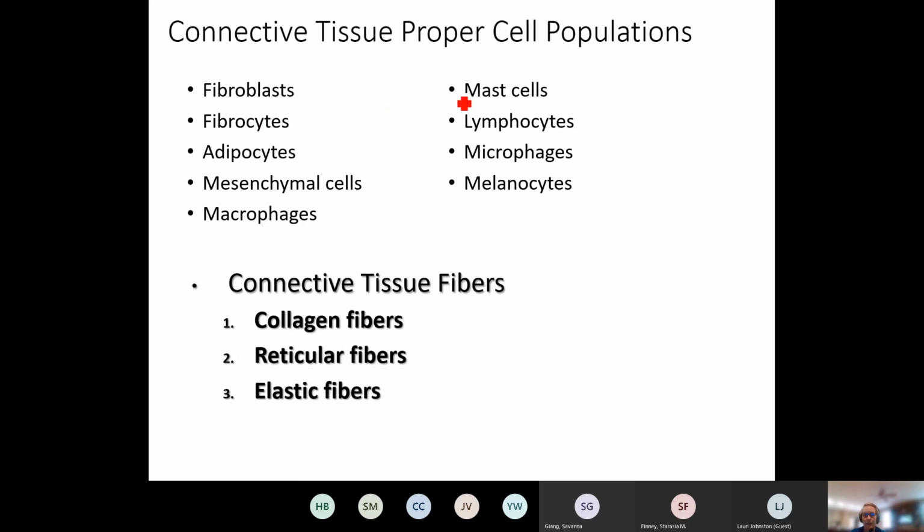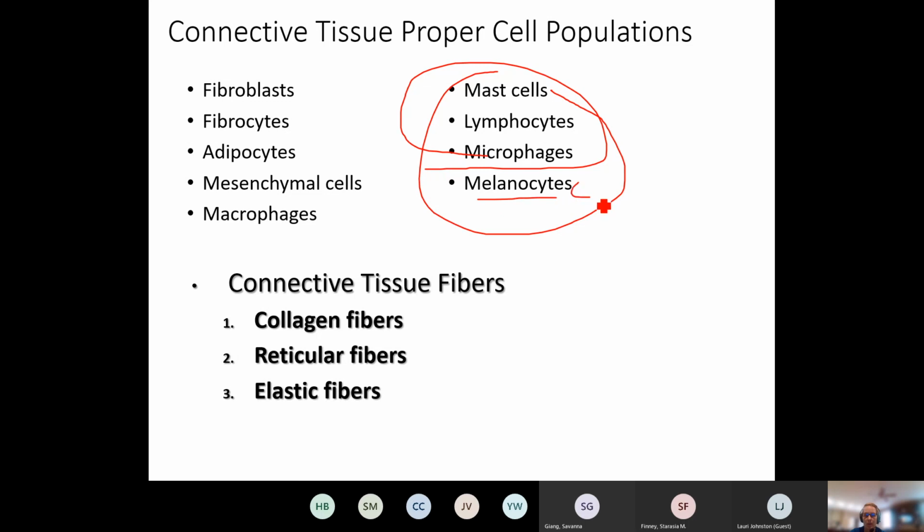And again, these guys are all immune cells. Melanocytes, you're going to see where color potentially can come into play. So in and around the basement layer of the skin, in and around some areas like the back of the eyeball, the retina.